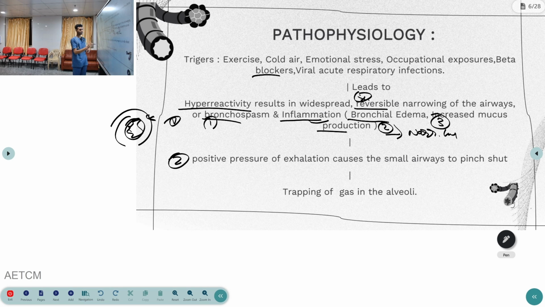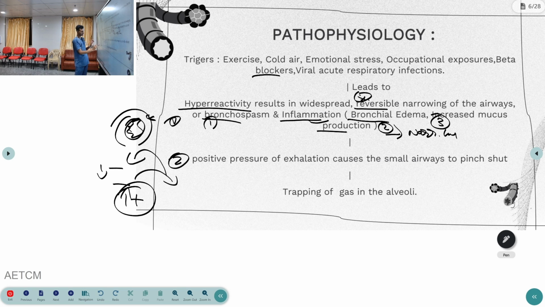The second pathology is that, because of positive pressure exhalation, it will cause the small airways to pinch shut. In normal physiology, in inhalation, our pleural cavity goes from negative pressure to more negative pressure. By the way, atmospheric air will enter into the lung, and that is the inspiration part. But at the time of exhalation, how does it occur? The pressure will increase and become a positive pressure, and by the way, exhalation will occur.